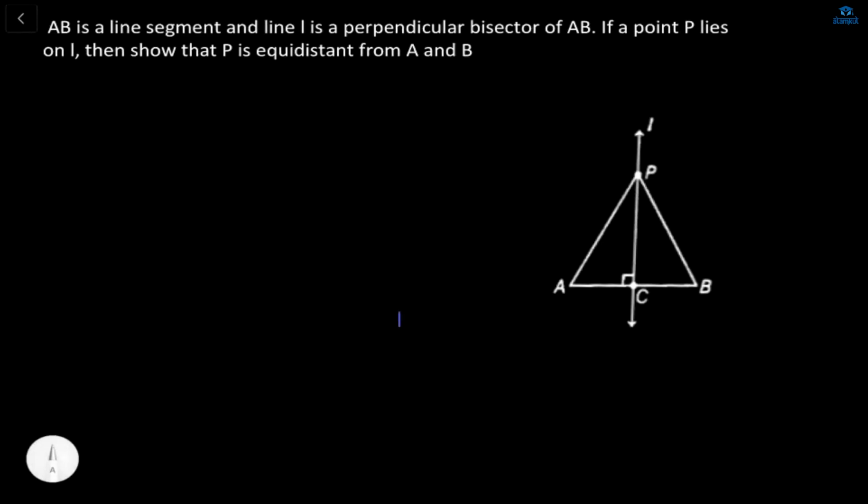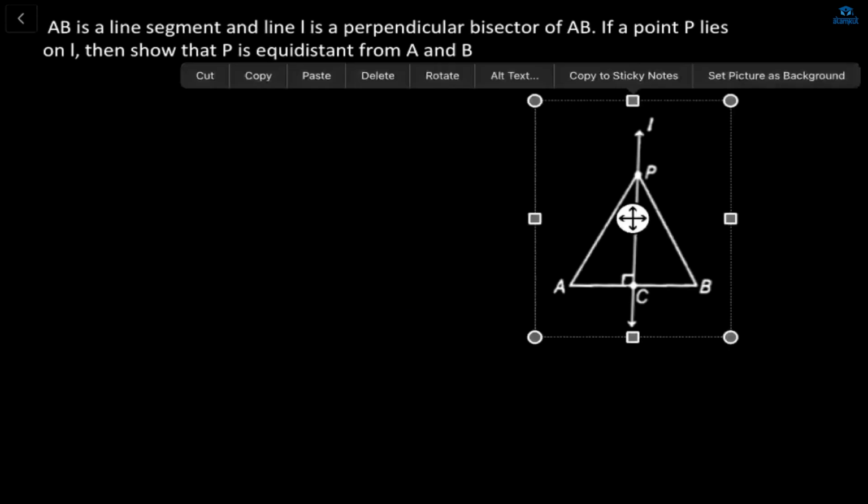Now, how can we solve this? It is written that AB is a line segment, and L is a perpendicular bisector. Now, this figure was not given in your question, so I can delete it.